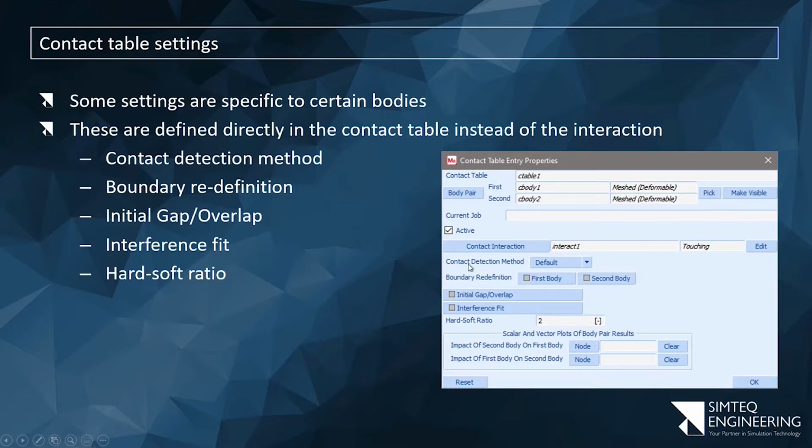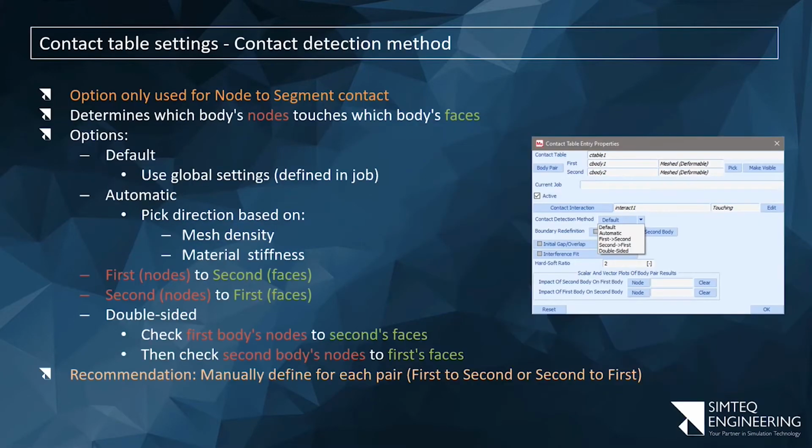Now, here's a couple of really important settings. The first one is the contact detection method. Now, I have to specify that this is only used for node to segment. But open that list, you'll see there's default, automatic, first to second, second to first, double-sided, and so on. So I've tried to color code this to make it hopefully a bit easier to read what's happening. Okay, so as I say, it's used for node to segment.